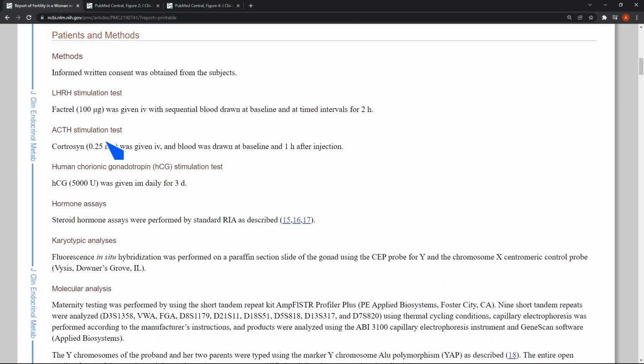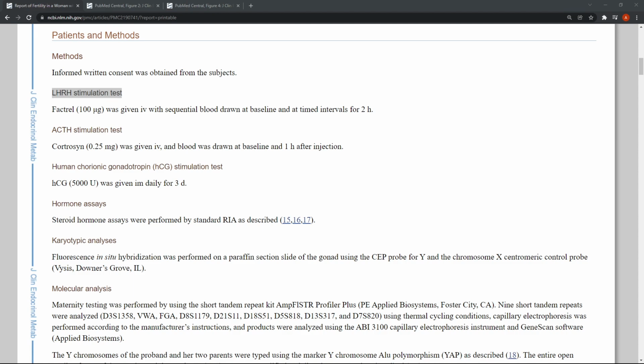So we'll go down to the methods. Informed written consent was obtained from the subjects, obviously, but it needs to be stated. LHRH stimulation test. This is what I have over here. I won't get this word wrong because it's a long one. Luteinizing hormone releasing hormone stimulation testing.